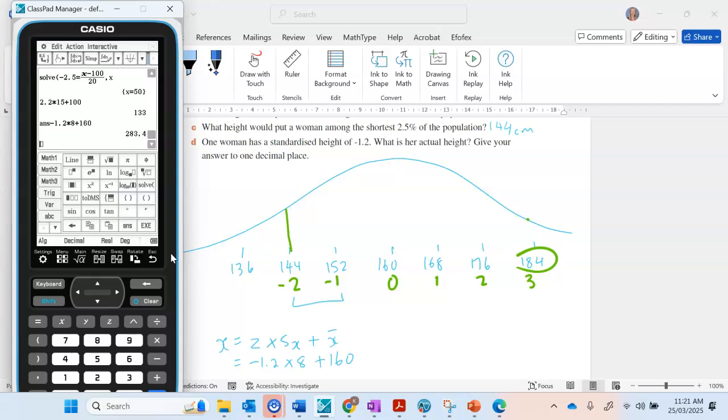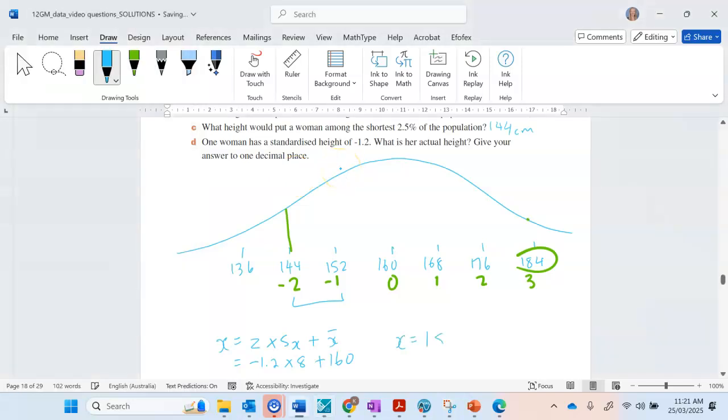200. Whoa. This is probably why you need to always check your answer. That is not between 144 and 152. What it's done is taken the answer from previously. So I can go back and check what error has been made. There we go, that seems a little bit more realistic. So the actual value is 150.4 centimeters.